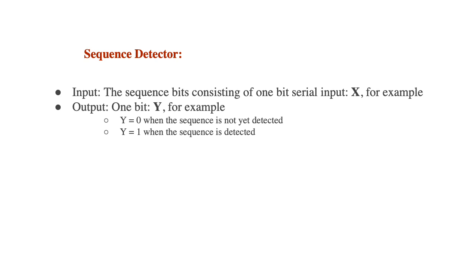And notice that there is only one bit at the input, but it changes serially, so you can feed in your input serially to the sequence detector and then observe the output. Once the sequence is fed completely, the output should change to 1.